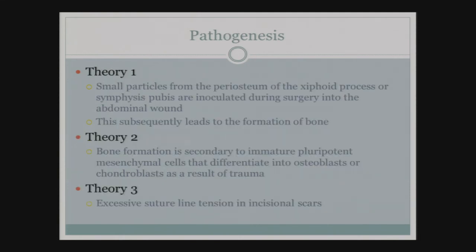As far as pathophysiology, there are 3 theories in the literature of why this occurs. The first theory is that small particles from the periosteum of the xiphoid or the pubic symphysis are inoculated during surgery into the abdominal wound, and this subsequently leads to the formation of bone. A second theory is that formation is secondary to immature pluripotent mesenchymal cells that differentiate into osteoblasts and chondroblasts as a result of trauma. And the third theory is that the heterotopic ossification occurs secondary to excessive suture line tension in these incisional scars.